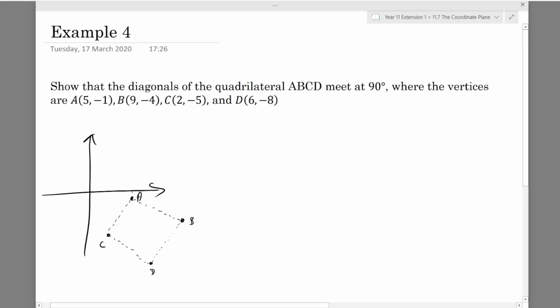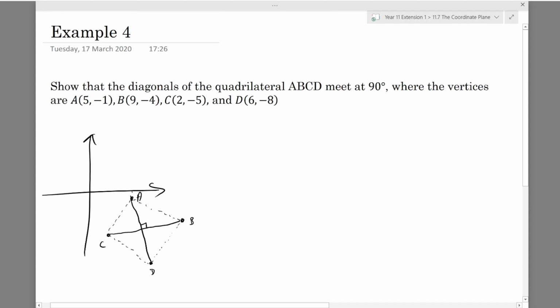Okay, so let's dissect this question a bit further. Show that the diagonals of the quadrilateral ABCD meet at 90 degrees. So here's my quadrilateral with the dots. The diagonals are the ones that cross over. So what I need to do is show that these meet at 90 degrees.